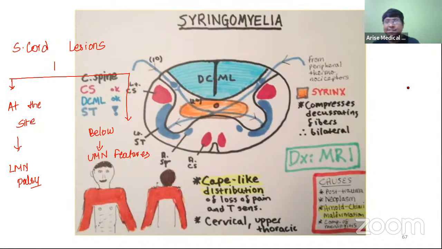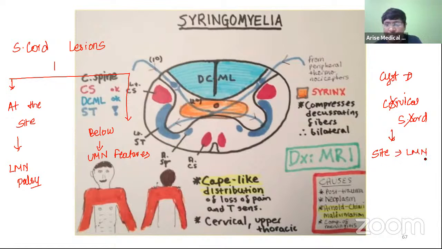Now, the point is, where is the cyst present? The cyst is present in the cervical spinal cord, in syringomyelia. When the cyst is present in the cervical spinal cord, the cervical spinal cord is compressed. That means where is the site of lesion? The site of lesion is at the cervical spinal cord. Now, what did I tell you? At the site of lesion, you will have LMN features.